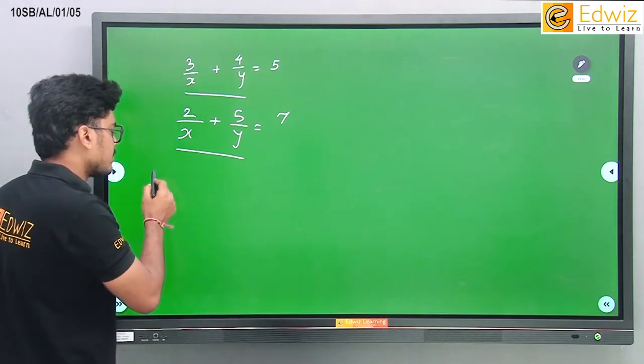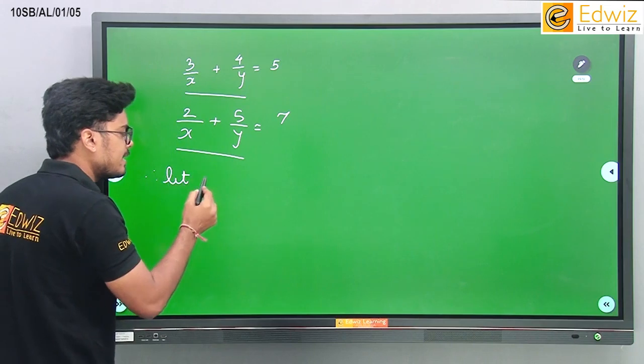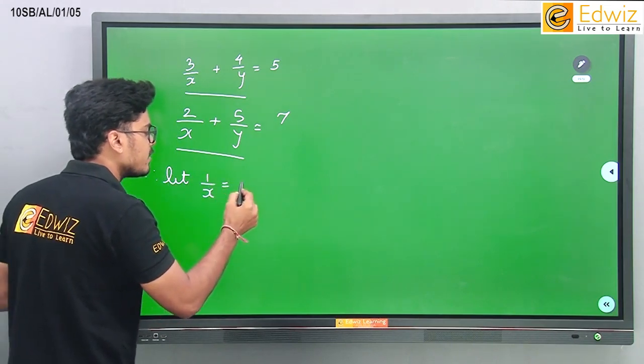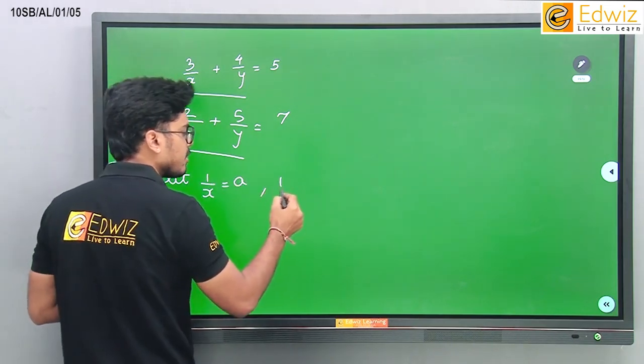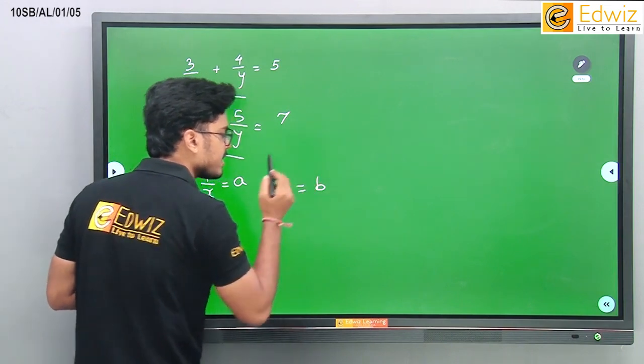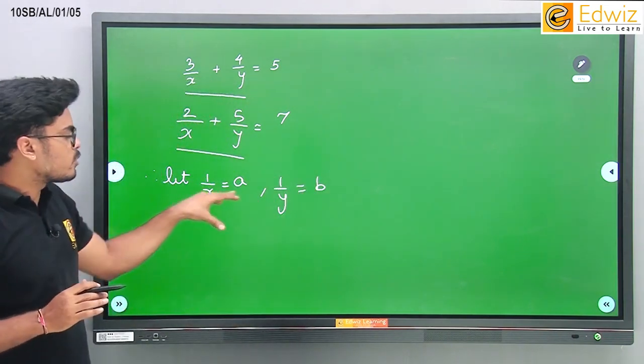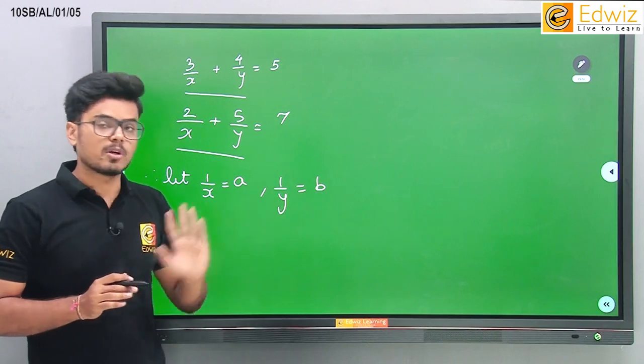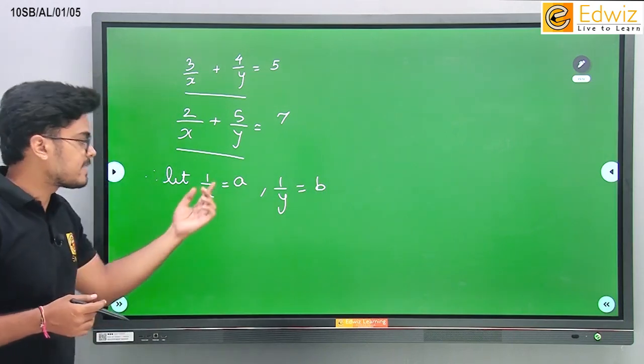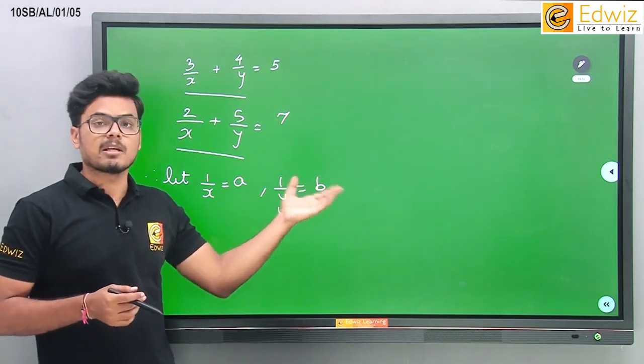So what if I let 1 upon x be equal to a and 1 upon y be equal to some other variable b. ठीक है, इसको कुछ और ले लिया a, इसको भी कुछ और ले लिया b. So 1 upon x is now a, 1 upon y is now b.